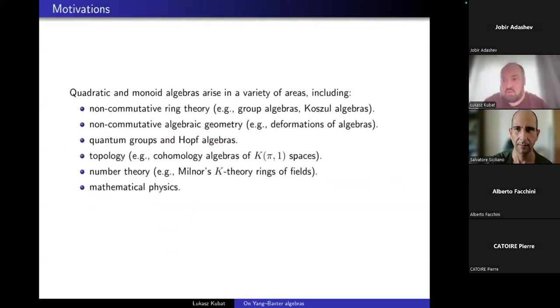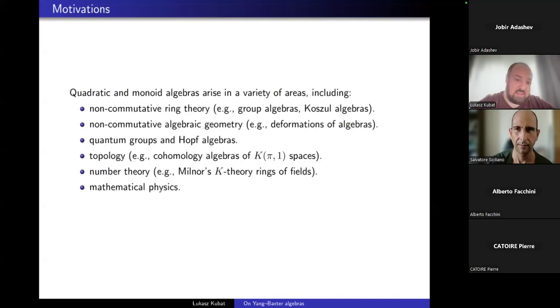So why should one consider such algebras? One motivation is that such algebras lead to structures with very nice algebraic, homological, combinatorial and other properties. The second motivation is that such algebras also appear in various branches of mathematics and also mathematical physics.